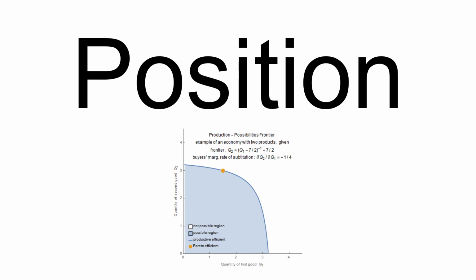Similarly, if one good makes more use of, say, capital, and if capital grows faster than other factors, growth possibilities might be biased in favor of the capital-intensive good.